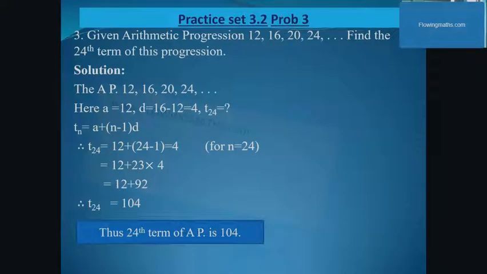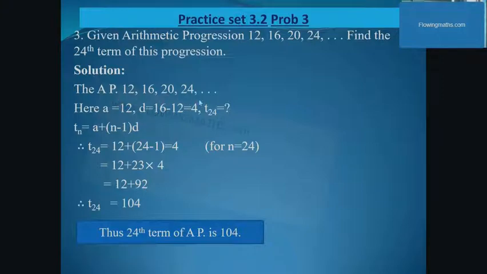Practice set 3.2, problem 3. Given the arithmetic progression 12, 16, 20, 24, find the 24th term of this progression. So we need to find the 24th term.